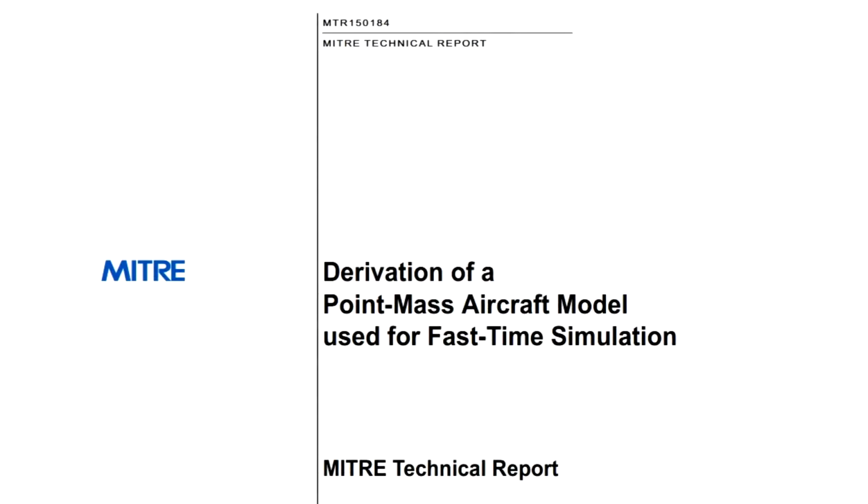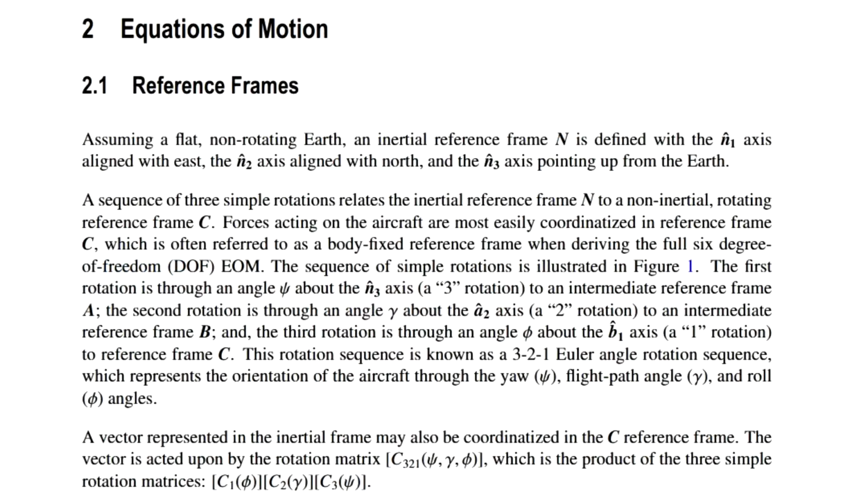50. The U.S. Federal Aviation Administration published a paper in 2015 entitled "Derivation of a Point Mass Aircraft Model Used for Fast Time Simulation," describing guidance control laws used to control an aircraft's speed during descent while managing the aircraft's altitude relative to horizontal and vertical reference profiles. On page 7, in the chapter on reference frames and equations of motion, the document states, quote, "Assuming a flat, non-rotating Earth, an initial reference frame N is defined with the N1 axis aligned with east, the N2 axis aligned with north, and the N3 axis pointing up from the Earth."